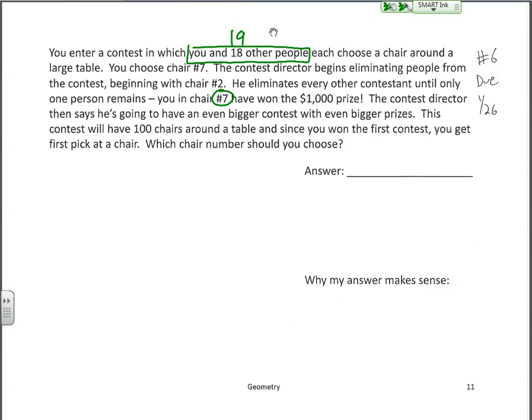It's kind of hard to draw out 19 people accurately in a circle. If you're in a circle, you've got person 1, person 2, person 3, person 4, person 5, person 6, and so on. If you start kicking people out beginning with chair 2, you're going in numerical order here. So let's just draw these 19 people in more of a rectangular shape, so it's easier to work with.